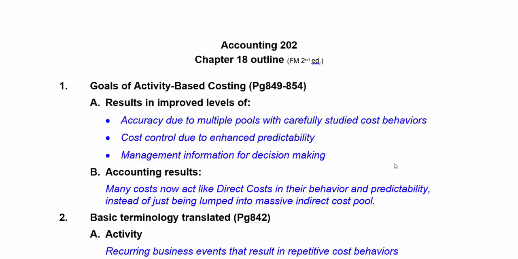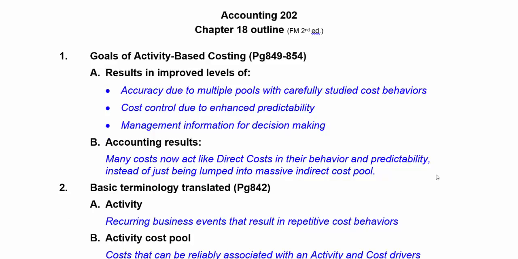The result from an accounting standpoint is that many of the costs that used to be lumped into a large overhead account, like manufacturing overhead, now begin to behave like direct costs in their behavior and their predictability. And the reason for this is because we do a better job of studying them and measuring them and following them. So some basic terms that are needed.